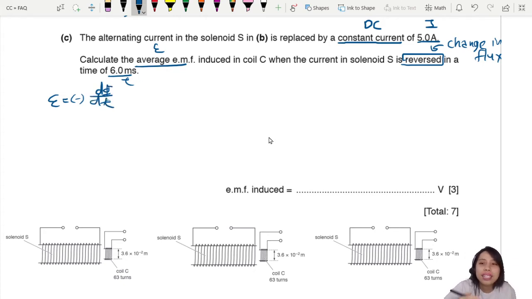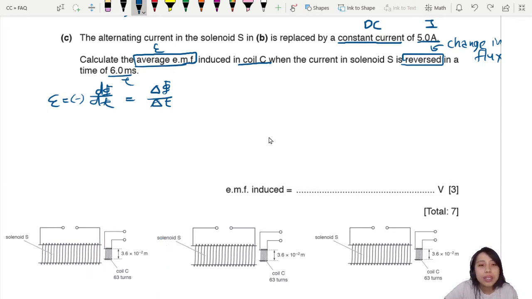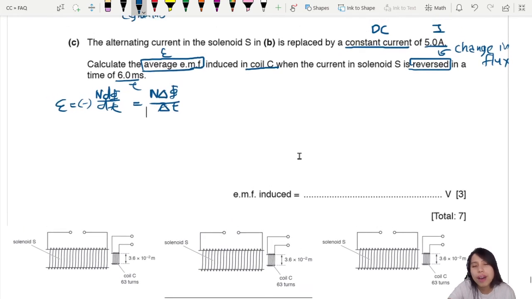But since you cannot find the exact gradient, you want to find average, right? Whenever you see the words average EMF, then you can use delta phi, delta t for actual calculations by plugging in values. But don't forget, we're looking for induced EMF in coil C, so the tiny one. That means there are many turns, 63 turns, so we must include N phi, magnetic flux linkage, because there are many turns. Right? So what do we plug in? We know N, we know t, phi. Phi is the tricky one that a lot of people get stuck on. So what do you plug in for phi?